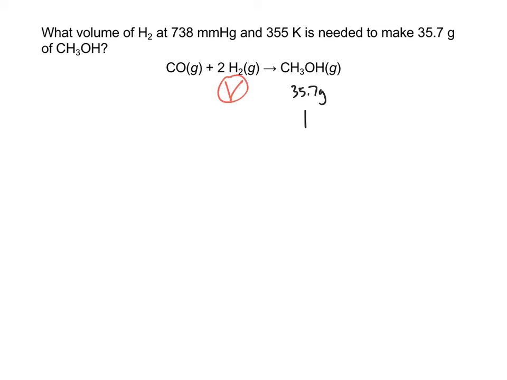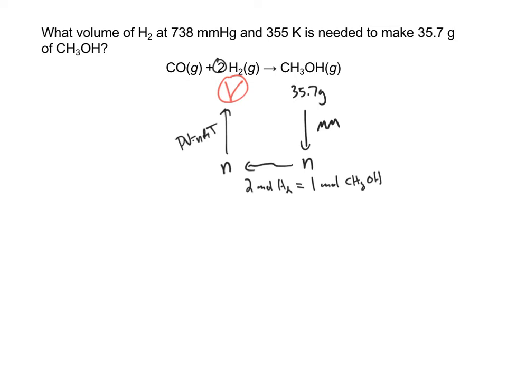So I've got to get the moles of methanol. I'm going to get the mass of methanol into moles. And how do I go from mass to moles? Well, I would use the molar mass. And then how do I go from moles of methanol to moles of H2? Well, I'm going to use the balanced stoichiometric coefficients. So I'm going to use that 2 moles of H2 will react to give me 1 mole of methanol. And then once I have the moles of H2, they want the volume of the gas, and so I'm going to use PV equals nRT.